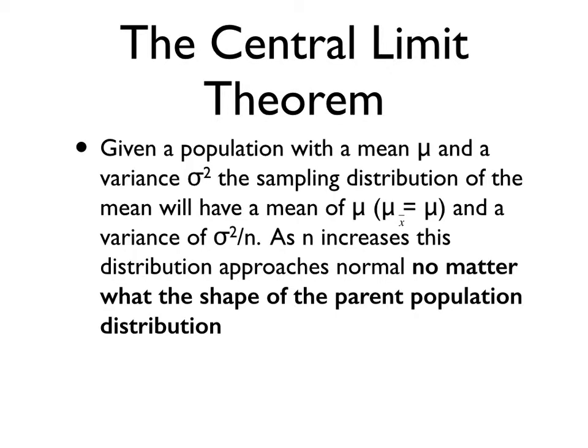Now, again, we talked a little bit about this last time, but we have a population with a mean of mu and a variance of sigma squared. Fine. We just gave them names. They have a mean and variance.